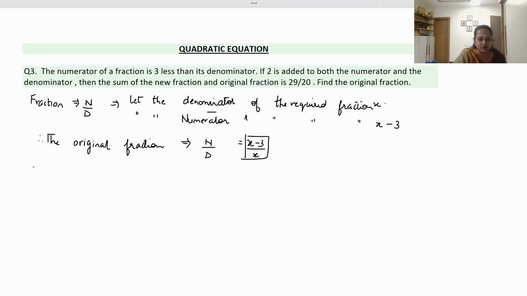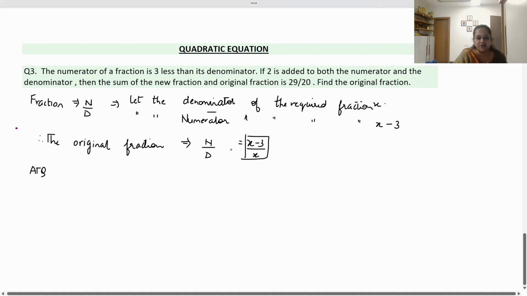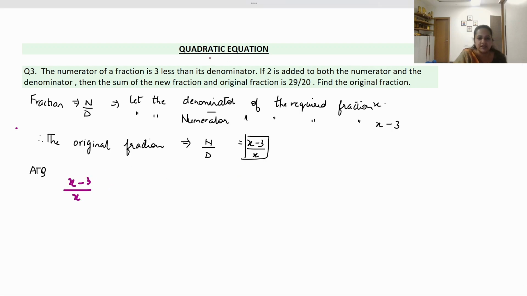Now according to the question, if 2 is added to both the numerator and denominator, what is our fraction? x minus 3 upon x. And now they are telling we are adding what? We are adding 2 to both numerator and denominator. So plus 2 in the numerator, plus 2 in the denominator. So the new fraction becomes x minus 1 upon x plus 2. What is your new fraction? x minus 1 upon x plus 2. This is your original fraction. This is your new fraction.